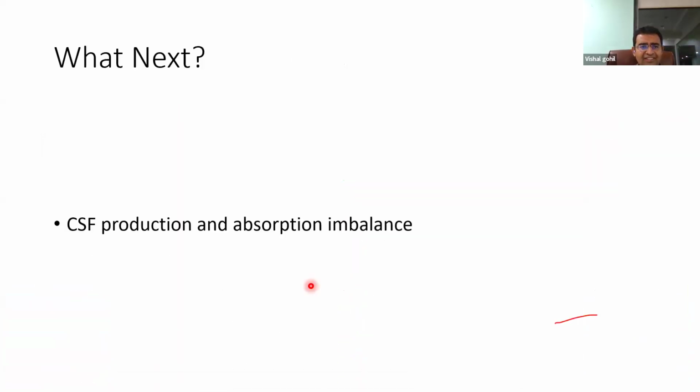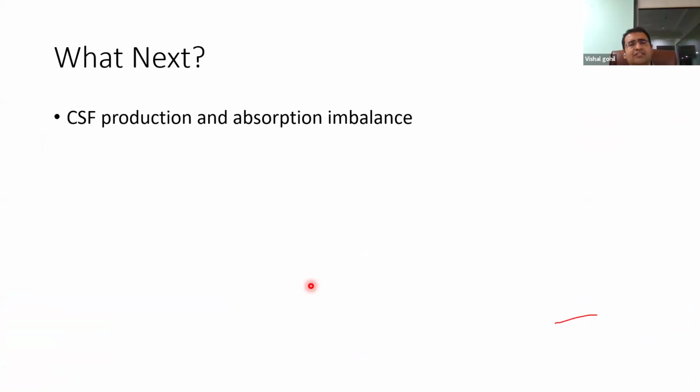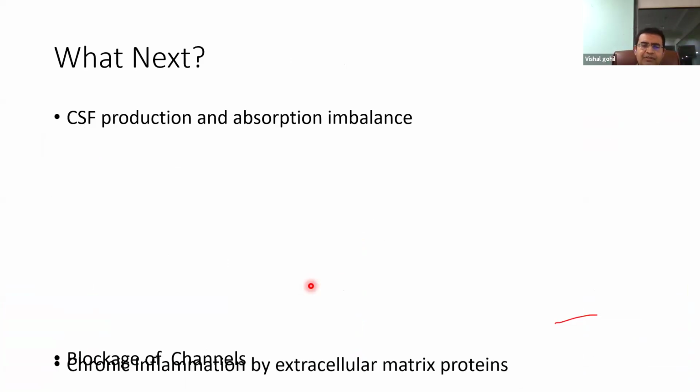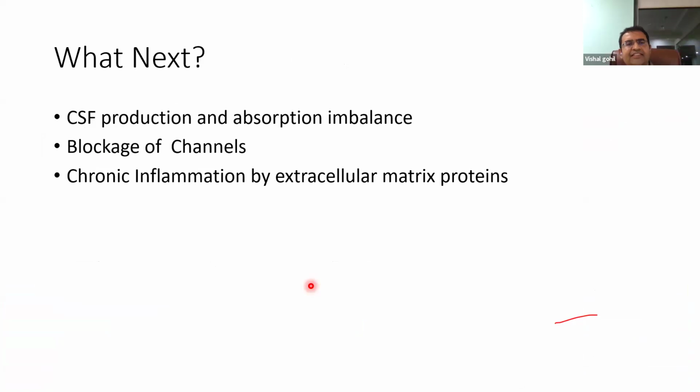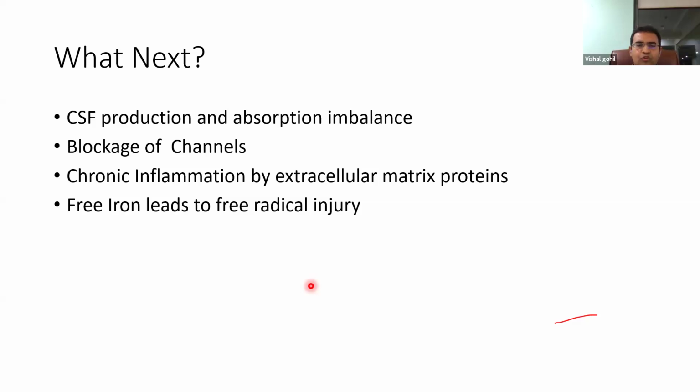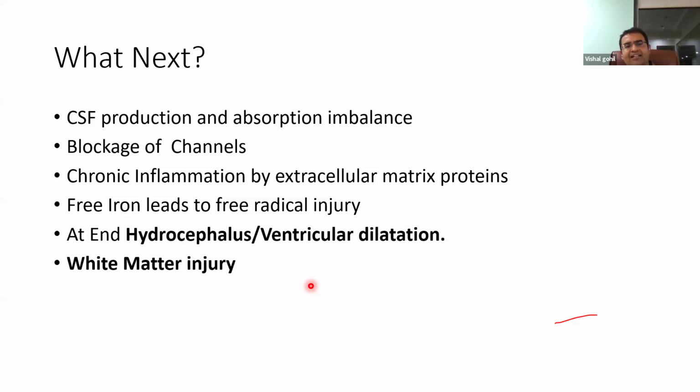Okay, so what next? What happens if we follow this IVH? As we know, the blood and clot is very, very sticky. It always releases lots of inflammatory markers and ultimately leads to chronic inflammation. And that sticky thing might block your channels also, so there would be an imbalance between production and absorption. There is also free radical injury because of the iron released from your hemoglobin. And ultimately, overall, it ends up with hydrocephalus or ventricular dilatation, and this can cause white matter injury.